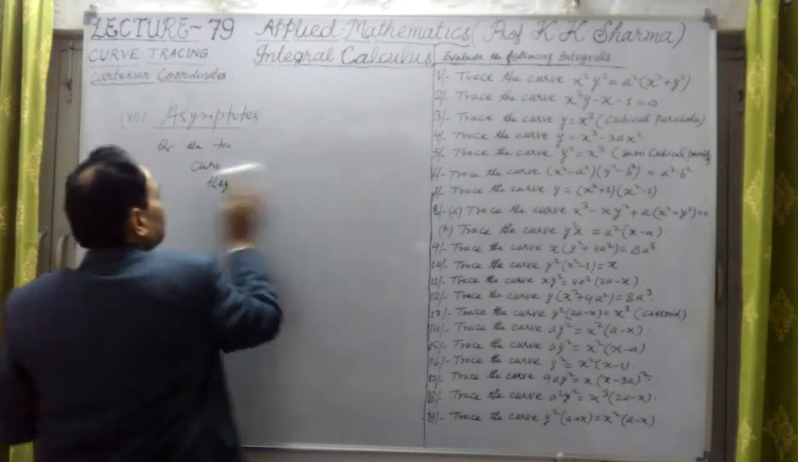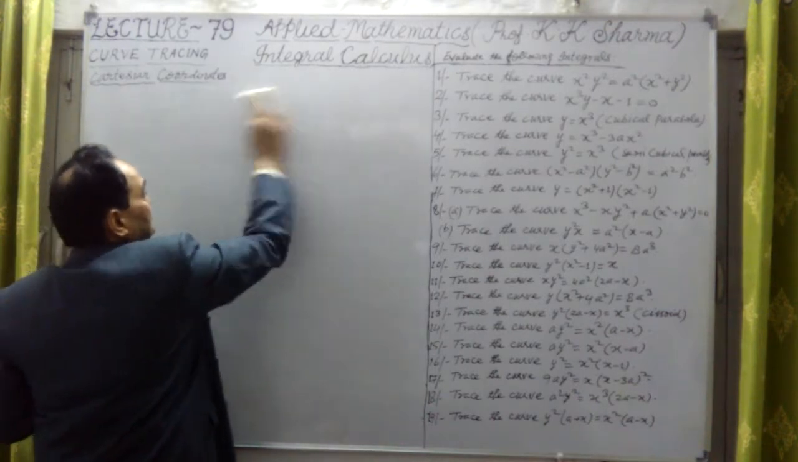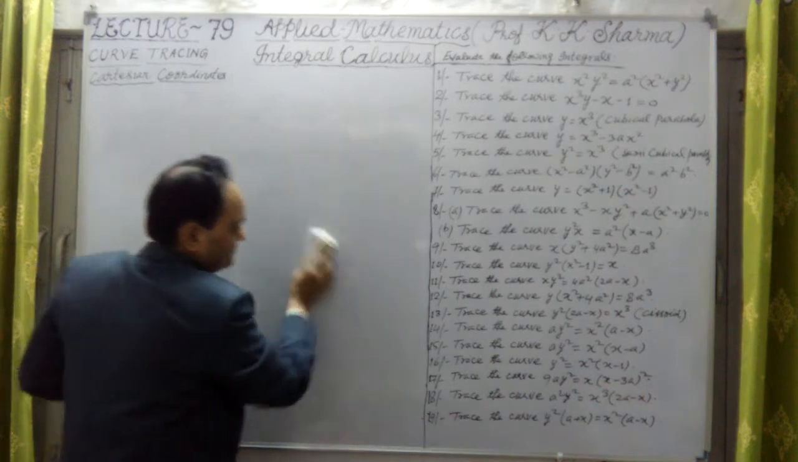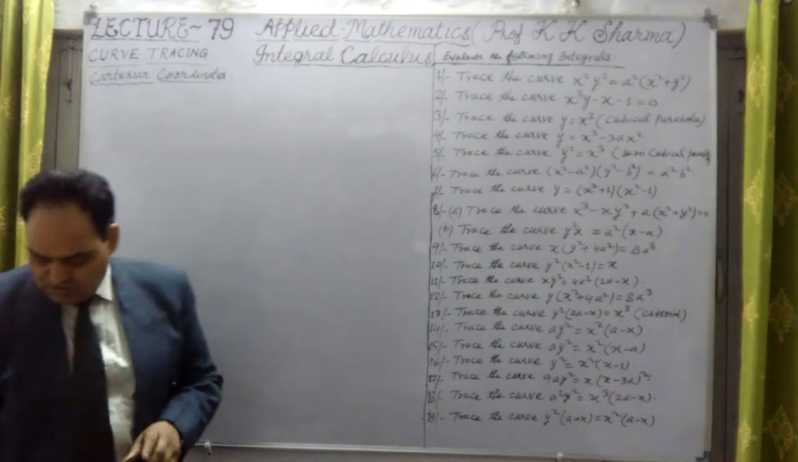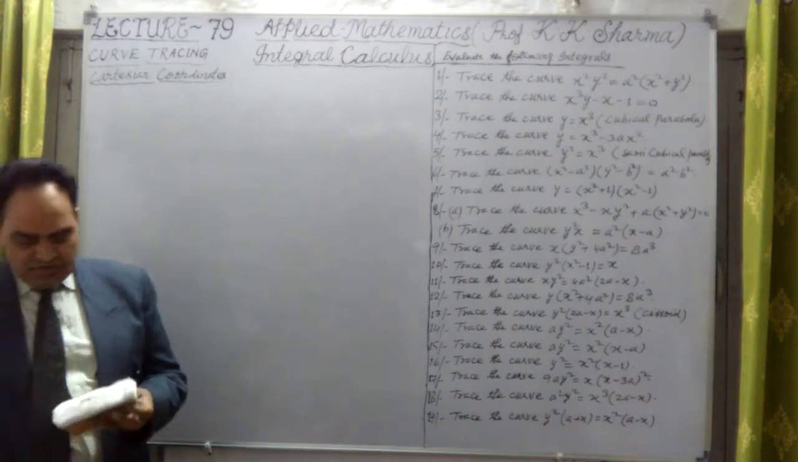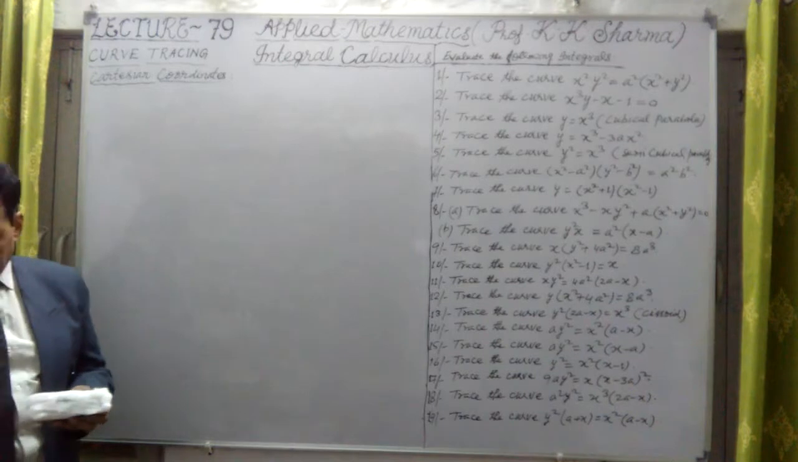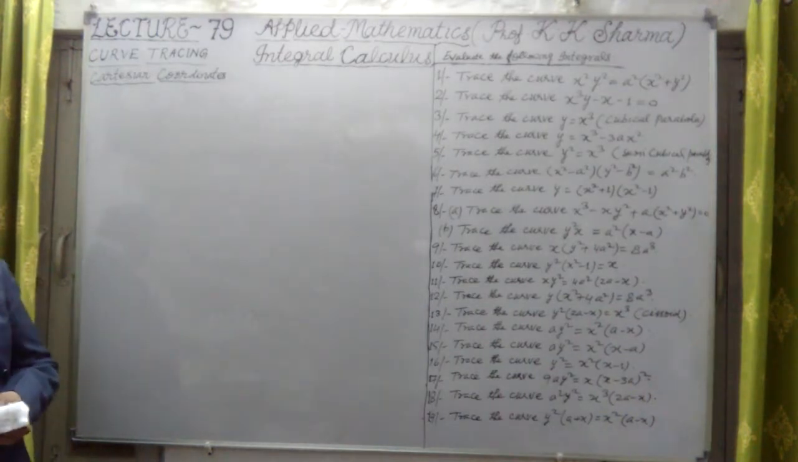Now, the first question, where we are taking Cartesian coordinates. Curve tracing for Cartesian coordinates is this. Okay, so this is curve tracing for Cartesian coordinates. Let me talk about it now. Now the first question is, let me take.